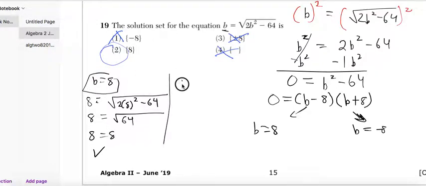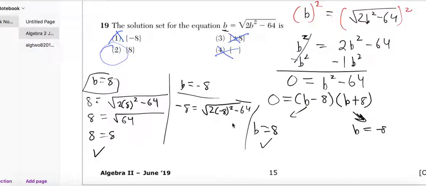But if you put b equals negative 8, you get negative 8 equals square root of 2 times negative 8 squared minus 64. If you square the negative 8, it becomes positive 64. 2 times 64 is 128, minus 64 is 64 again. Now, it doesn't have a plus minus sign. If this had a negative sign in front, then negative 8 would have been the solution. But the square root of 64, just like that, is 8.